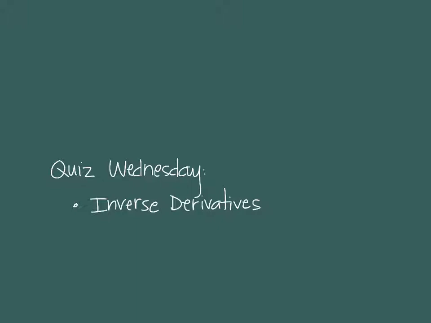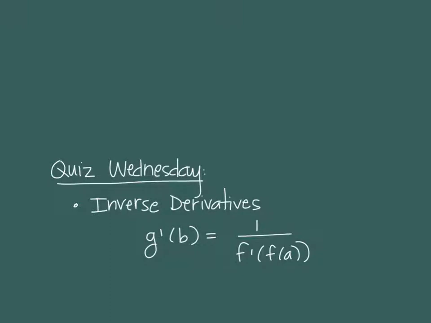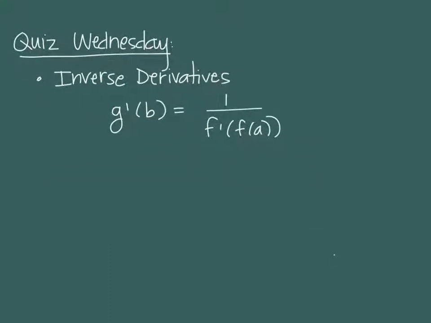And so remember the definition of how to find an inverse. So g prime of b is defined as 1 over f prime of f of a. All right, that was the whole basis of that lesson and the video that you were to watch and what you were to get out of that. So there will be like a question about inverse derivatives.